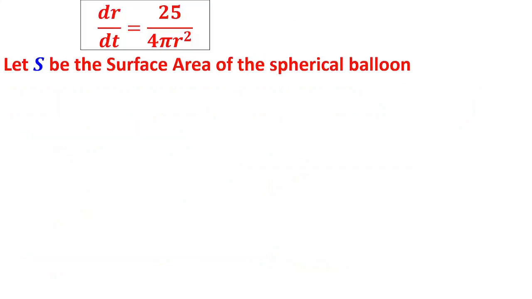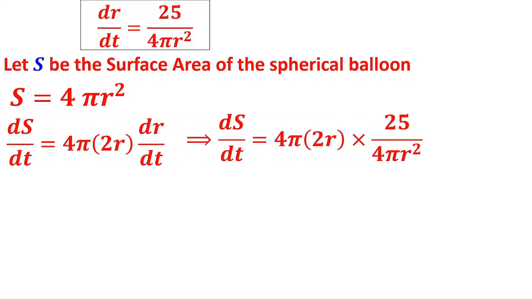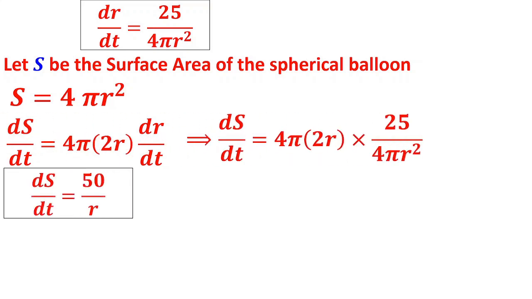Now I will go to the formula for S. S is 4 pi r square. Therefore when I differentiate, 4 pi into 2r into dr by dt. But I am having the formula for dr by dt, so I am putting it directly. Pi gets cancelled, 4 gets cancelled, and you are getting 50 by r. This is the formula for the rate of change of surface area.